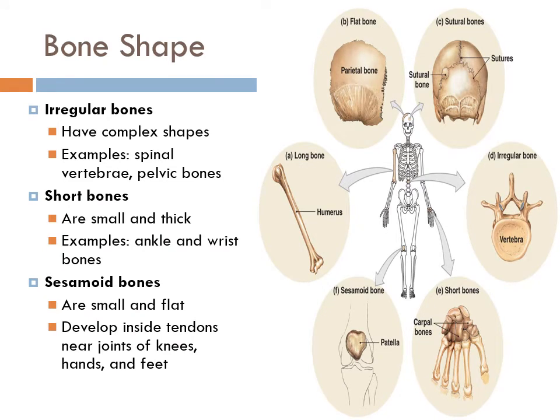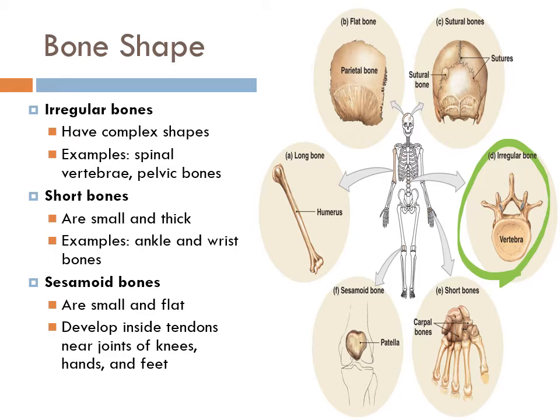Next we have irregular bones. So over here is an irregular bone. This is a vertebrae. And irregular bones have a shape that's complex. They don't fit into any other category. They're not flat, they don't have parallel surfaces, they're not short, so they have kind of an odd shape. So our vertebrae are an example of an irregular bone.